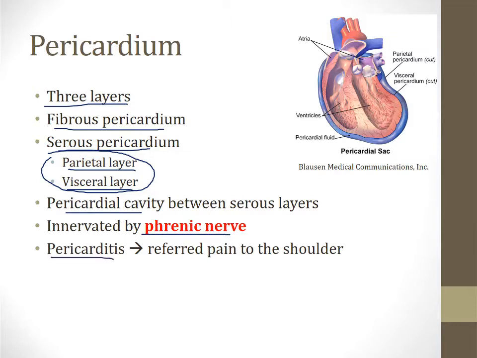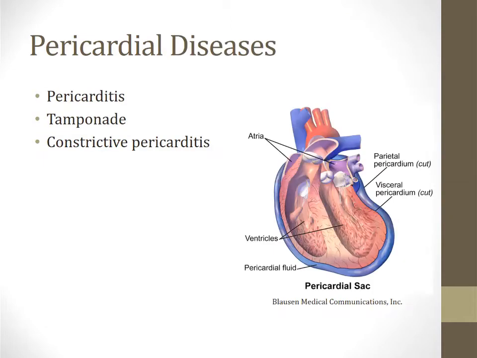injury like pericarditis can have referred pain to the shoulder, and that's because the phrenic nerve has common nerve roots with nerves that innervate the shoulder as well. There are three pericardial diseases you need to know for step one: pericarditis, tamponade, and constrictive pericarditis. We'll go through all these in the next few slides.